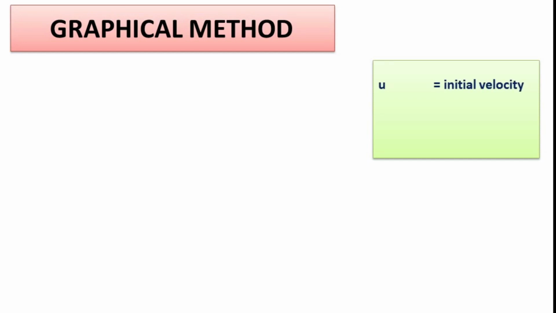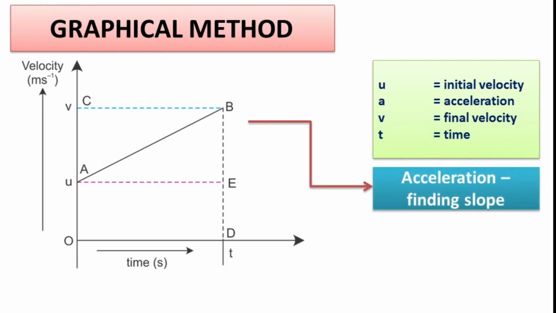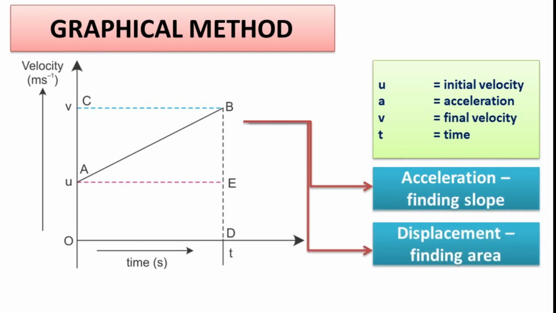Let us consider a velocity time graph of a body initially moving with an initial velocity u and accelerating to reach a final velocity v at t seconds. We may plot the graph like this. We have already studied that from a velocity time graph we can find two things. Number 1, acceleration by finding the slope of the graph. Number 2, displacement by finding the area of the graph.